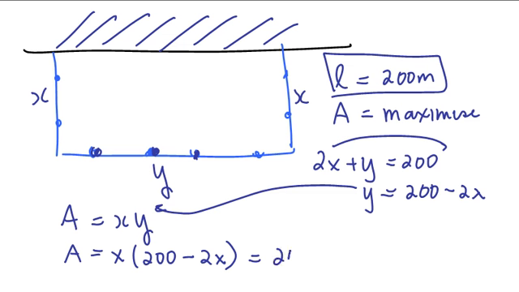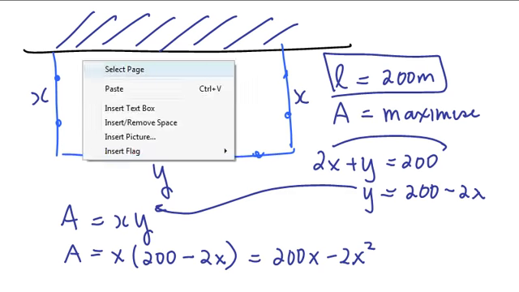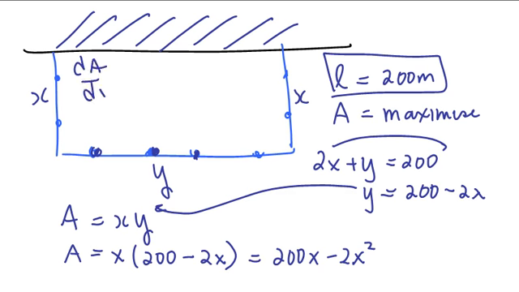I'm going to multiply this out. 200x minus 2x squared. Now it's really tempting to just take the derivative with respect to time, but remember, even though we just finished related rates doesn't mean that everything is a related rates question. In this question, we want to find the maximum, so we want to take the derivative with respect to x. So that's dA by dx. I'll take the derivative of this expression right here, which is 200 minus 4x.